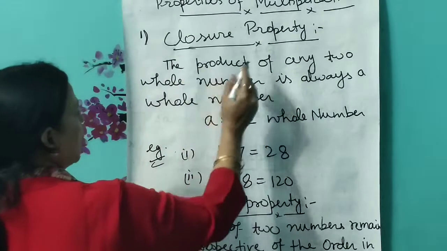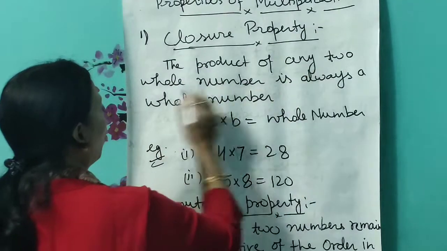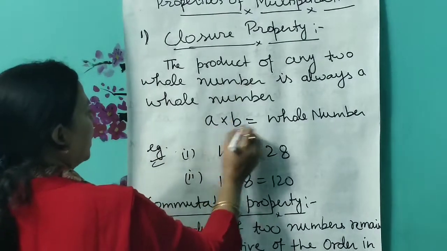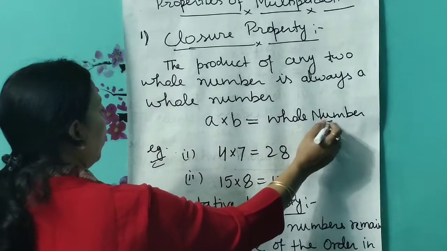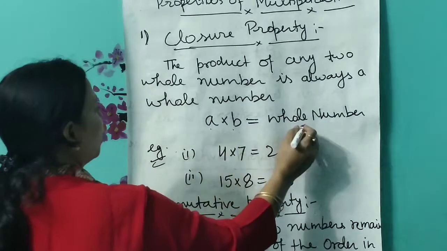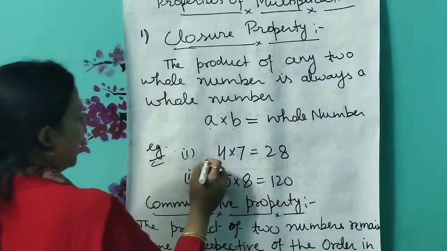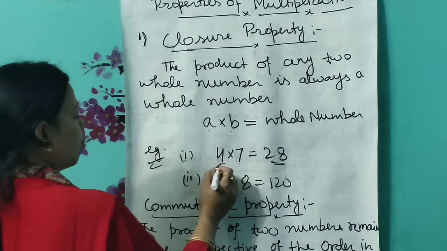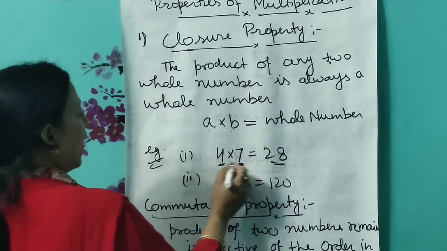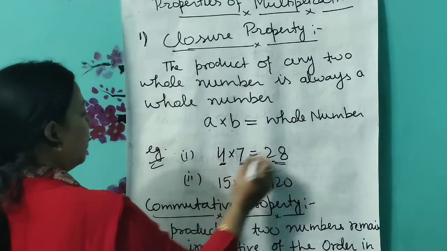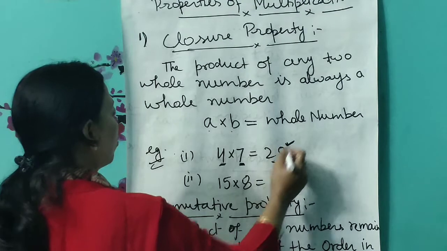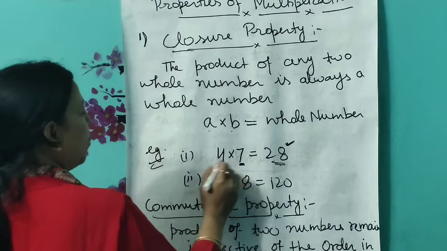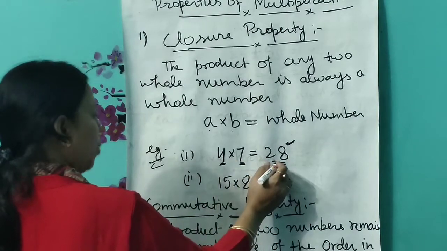According to the closure property, the product of any two whole numbers is always a whole number. This means when you multiply two numbers, their product is always a whole number. A into B is equal to a whole number. First example: 4 into 7 is equal to 28. As you know, 4 is a whole number, 7 is a whole number, and when you multiply these two whole numbers, their product is 28, which is also a whole number. So this is known as the closure property. The product of two whole numbers is always a whole number.